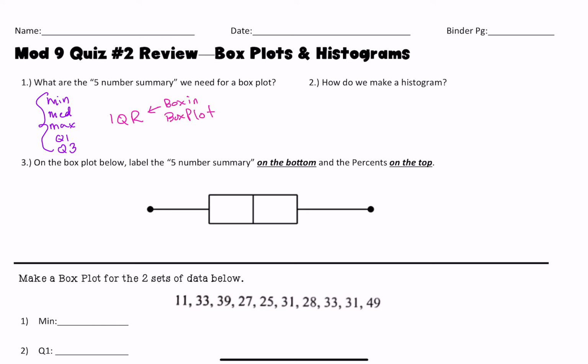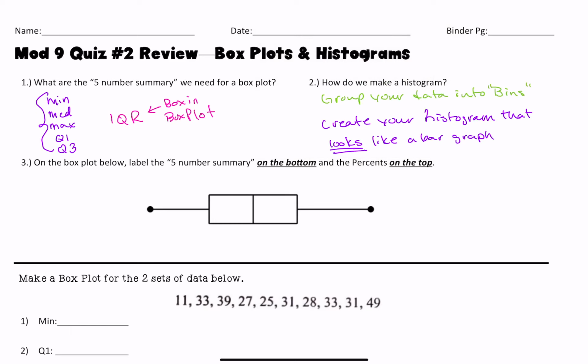Next up, we have how do you make a histogram. So first thing you're going to do is group your data into bins. Then you're going to create your histogram that looks like a bar graph.